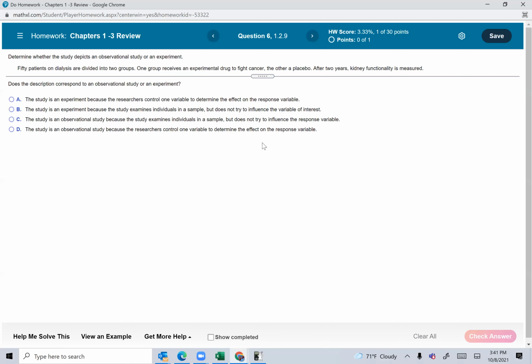Okay, here you go, right here, guys. 50 patients on dialysis are divided into two groups. One group receives an experimental drug to fight cancer, the other a placebo. Placebo, guys, is a water pill. After 2 years, kidney functionality is measured. You can see this is definitely an experiment because one group is getting nothing and the other group is getting the drug.